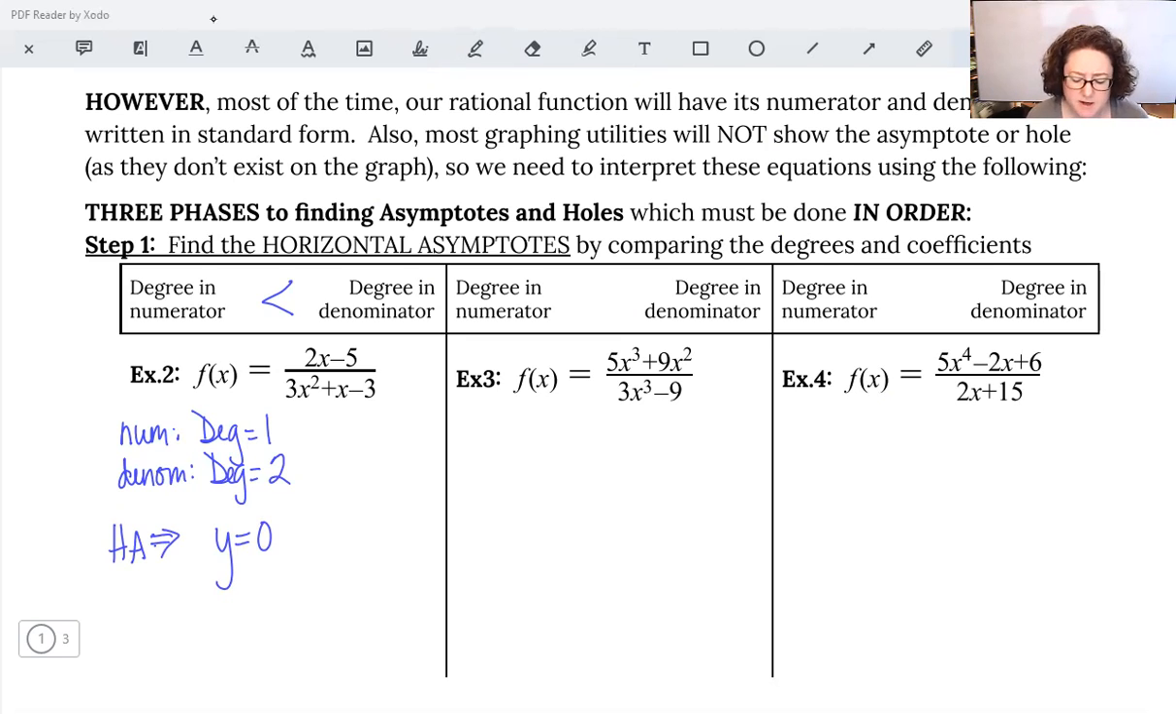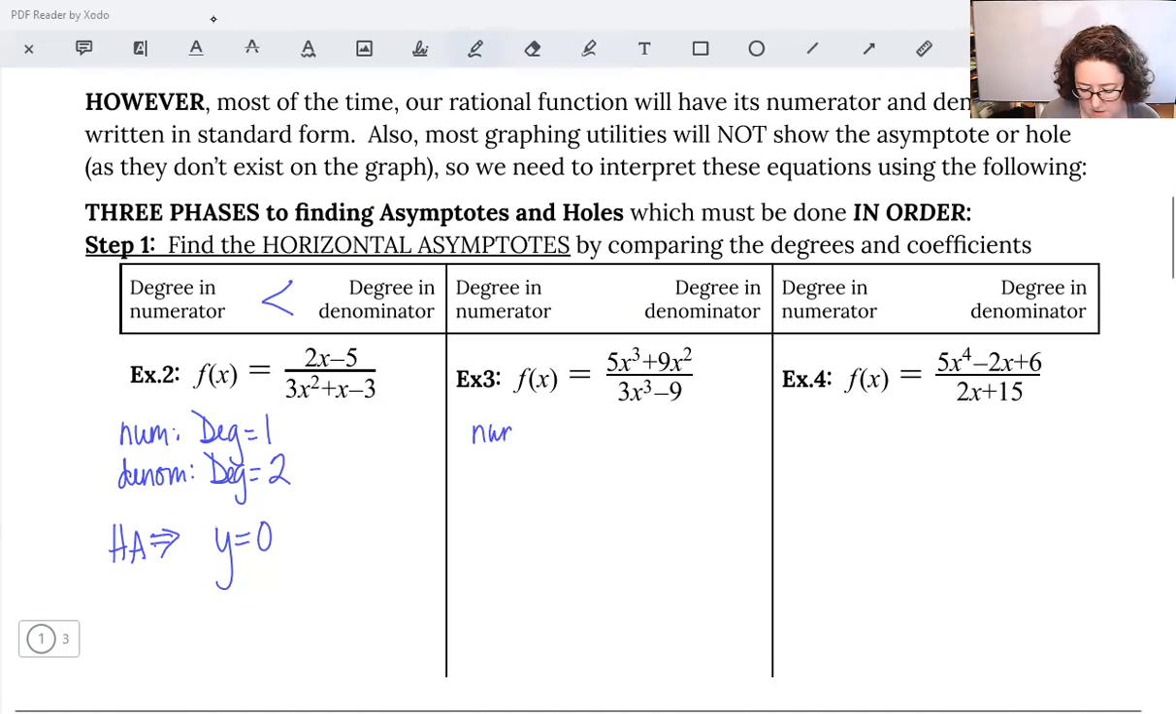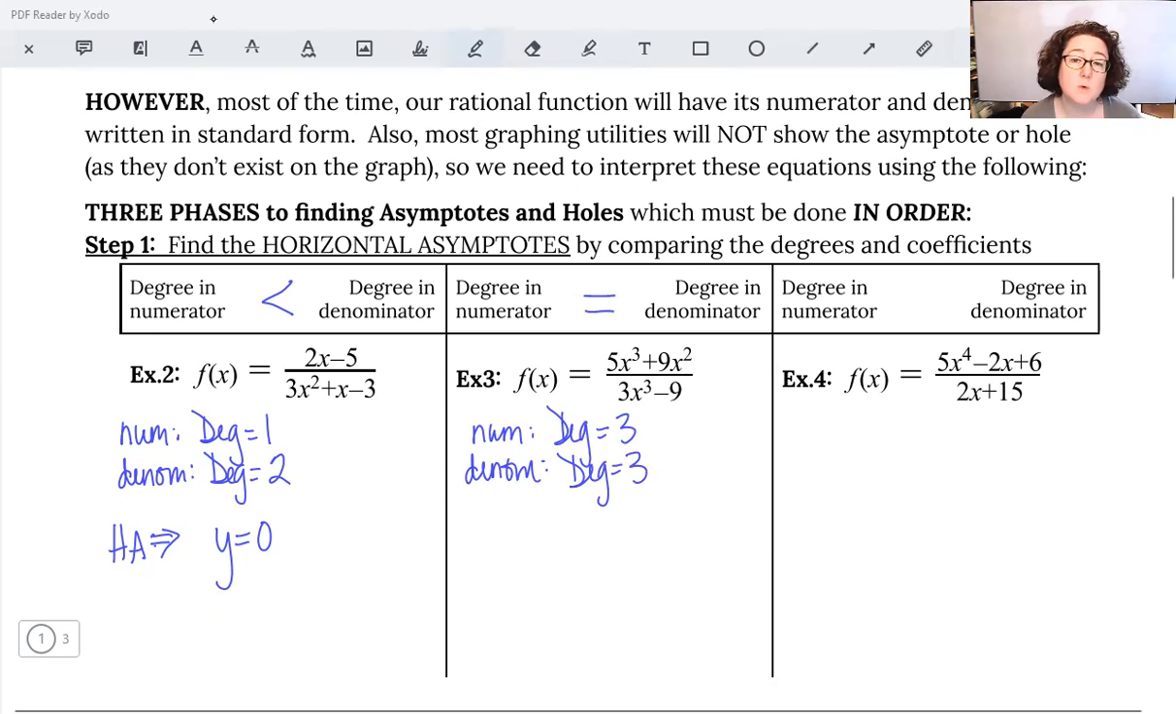Okay, our second scenario is, well, again, let's look at our degrees. Our numerator has a degree of 3. Highest exponent is 3, but it's the same thing in the denominator. So the denominator degree is also 3. So in this scenario, the degree in our numerator is equal to the degree in our denominator. When that happens, what we're going to do is divide our leading coefficients.